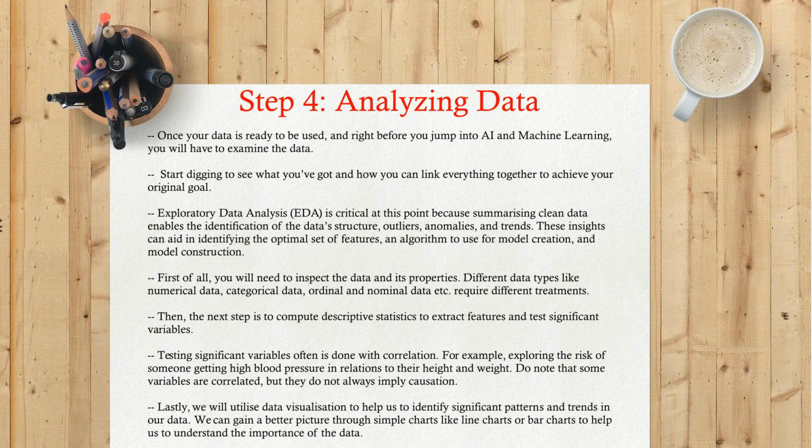First of all, you will need to inspect the data and its properties. Different data types like numerical data, categorical data, ordinal and nominal data etc. require different treatments. Then, the next step is to compute descriptive statistics, to extract features and test significant variables. Testing significant variables often is done with correlation. For example, exploring the risk of someone getting high blood pressure, in relation to their height and weight. Do note that some variables are correlated, but they do not always imply causation.